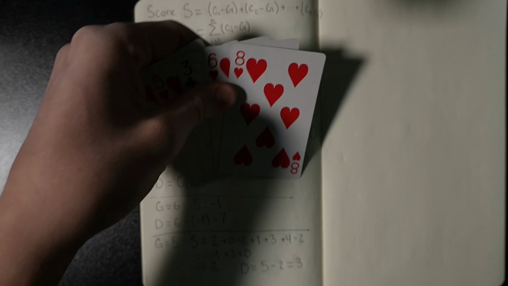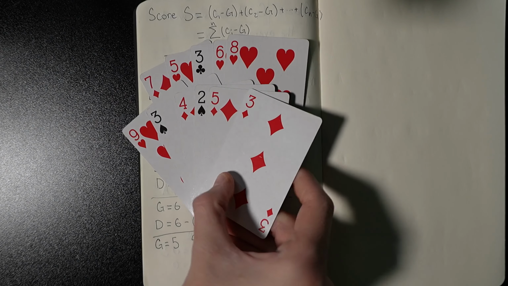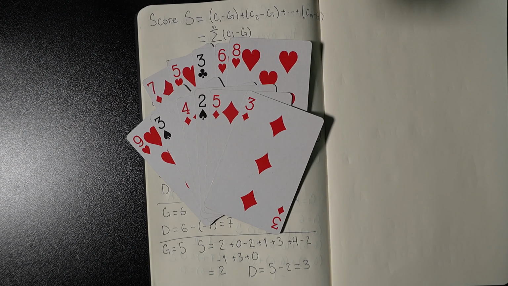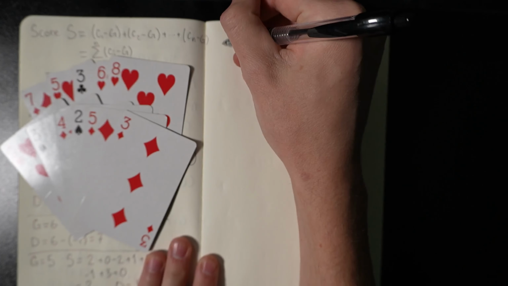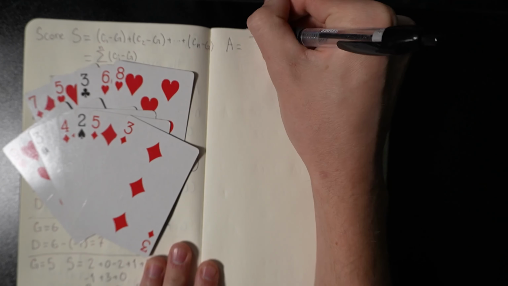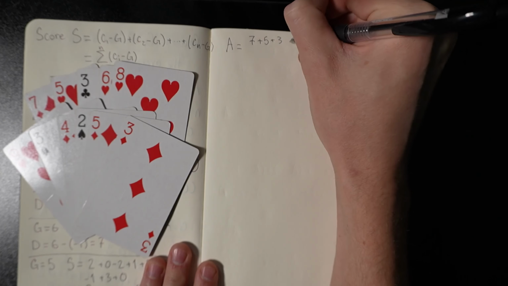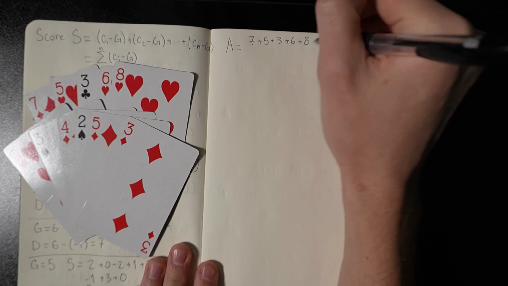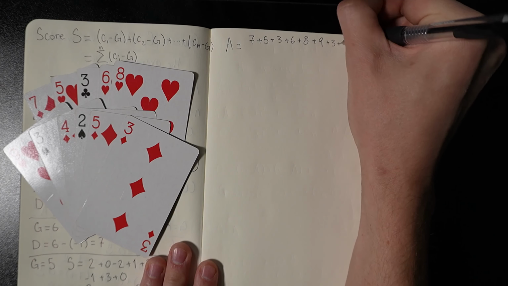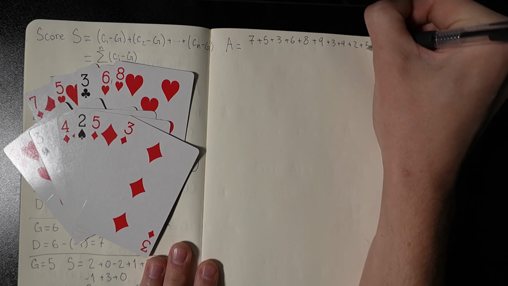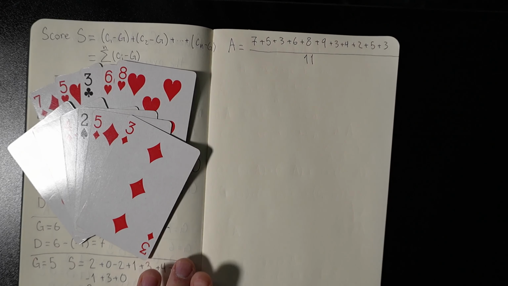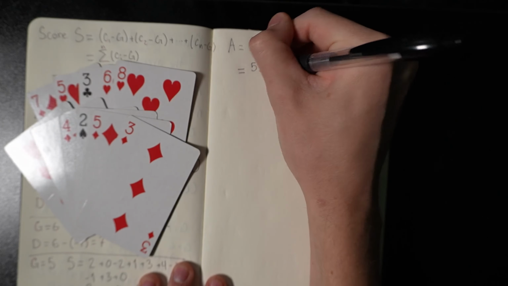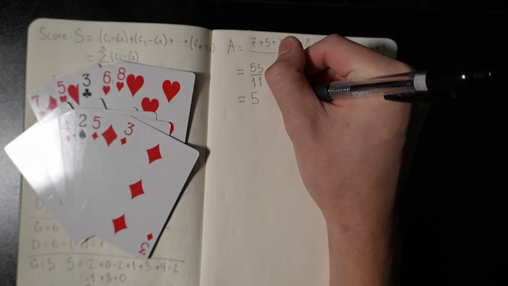As a reminder, if we wanted to verify that the average of this new discard really is 5, then we need to add all the cards together and divide by the number of cards in the discard pile. In this case, that's 7 plus 5 plus 3 plus 6 plus 8 plus 9 plus 3 plus 4 plus 2 plus 5 plus 3, all divided by 11. That's equal to 55/11ths, or 5.